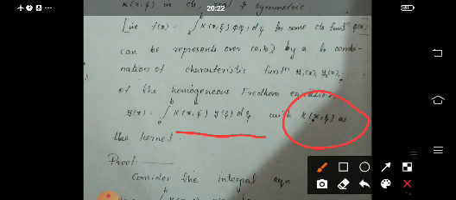Proof. Let's consider the integral equation y of x equals integral a to b k of x, theta, y of theta d theta. This is the integral equation. Here k of x, theta is the kernel. Then y1 of x, y2 of x, etc. are the eigenfunctions. F of x is given by the Fredholm equation integral a to b k of x, theta, phi of theta d theta for some continuous function phi of x.